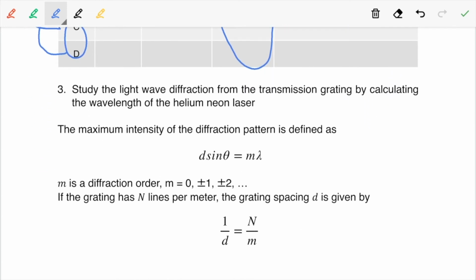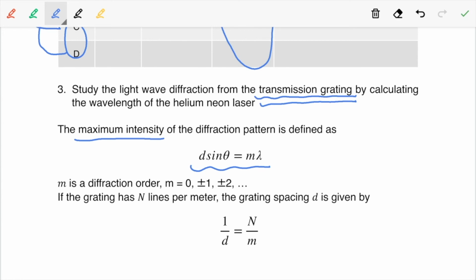Part 3 is to study the wave diffraction from the transmission grating, by calculating the wavelength of the helium neon laser. Then the maximum intensity of the diffraction pattern is defined as this one for the transmission grating. Before that, the first one I introduce is the maximum intensity here. Since it is maximum intensity, this means the brightest fringe.